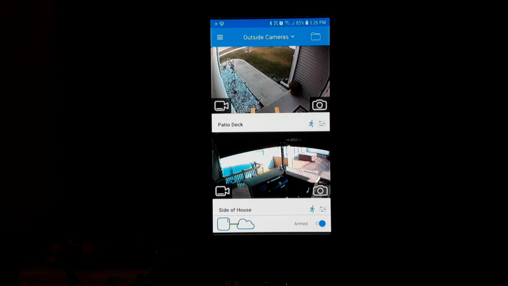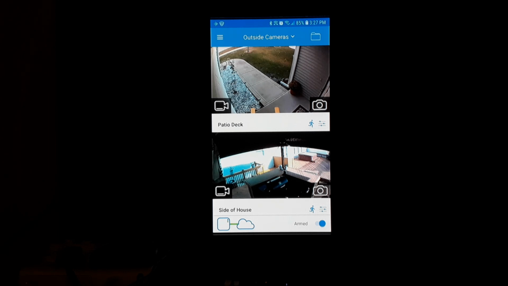Today I'm going to talk about the Blink XT home security system. Now, I'm not going to do a review because I've done many reviews on this system. Please go to my page, check them out. But today I'm going to talk about an upgrade that Blink just did about a week ago, and it basically deals with activity zones.